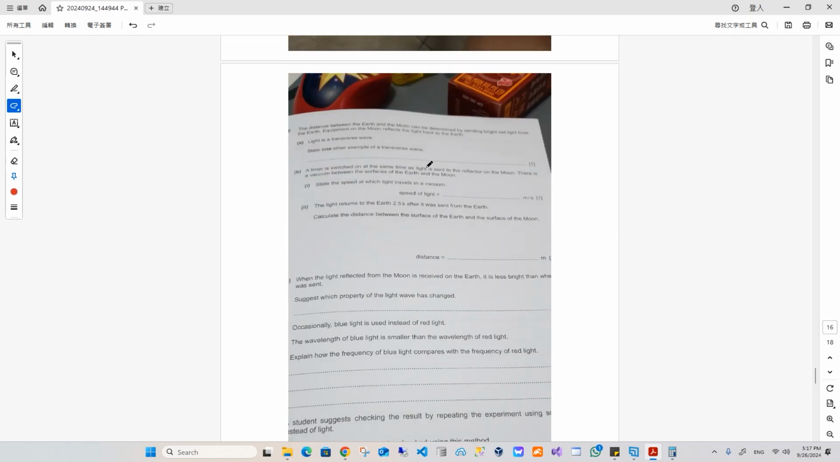The distance between the Earth and Moon can be determined by sending bright red light from the Earth. Equipment on the Moon reflects the light back to the Earth.